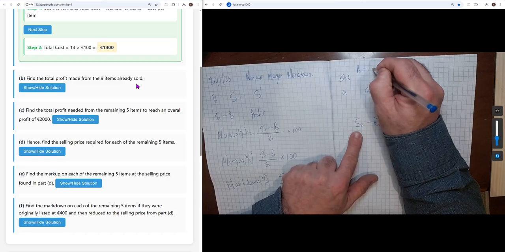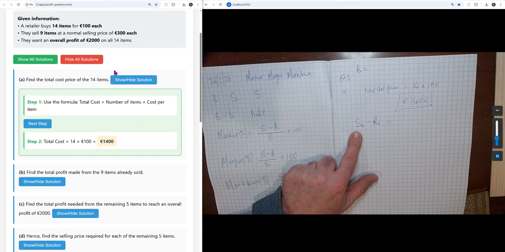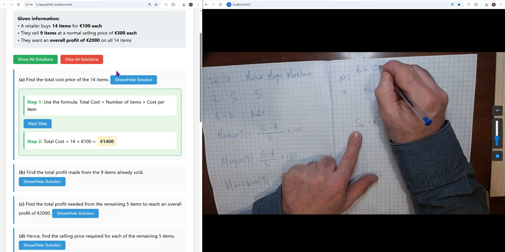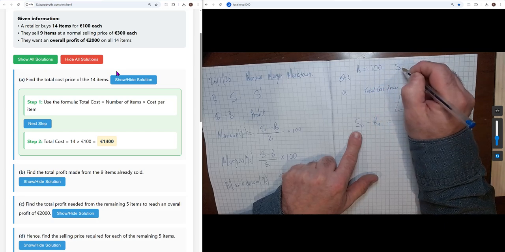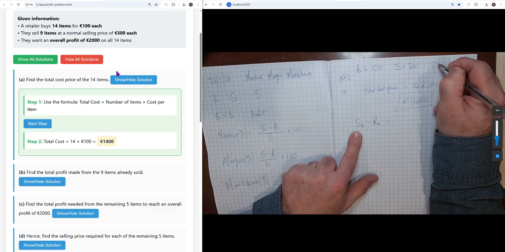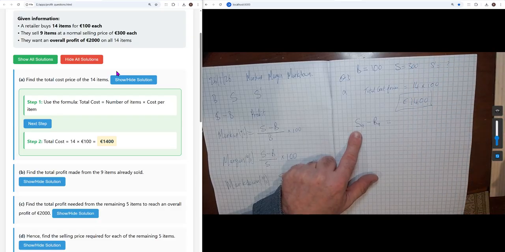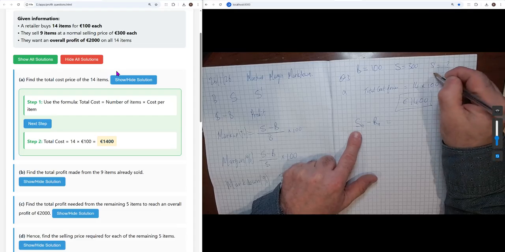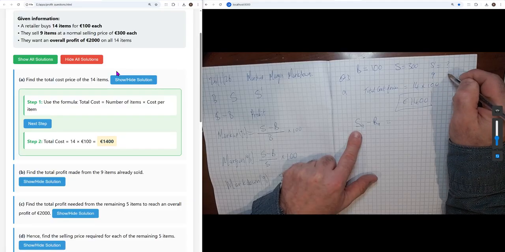Okay, so the selling price of the 9, what have we got here? We've got buying price 100. Sorry, I'm going up and down here a bit. As their first selling price is 300. Let's leave the second selling price as a question mark, as a variable we don't know. We have to calculate it. Okay, and there's a split of 9 items and a further 5 items.